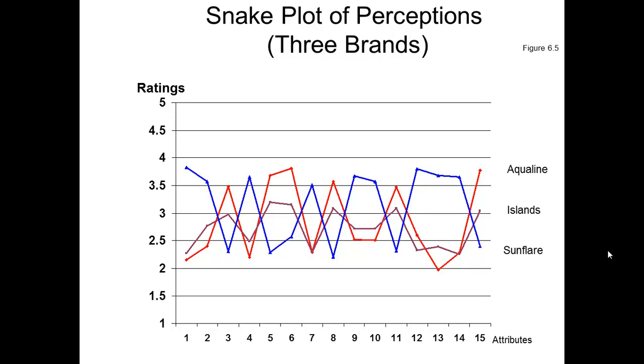Okay? This is called a snake plot of perceptions. The reason why they call it a snake plot is because when they chart the lines, it almost looks like a snake going back and forth. And they're looking at 3 different products: Aqualine, Islands, and Sunflare, and the number of attributes and the ratings that they got from the questionnaire. So they're just plotting this on a chart.